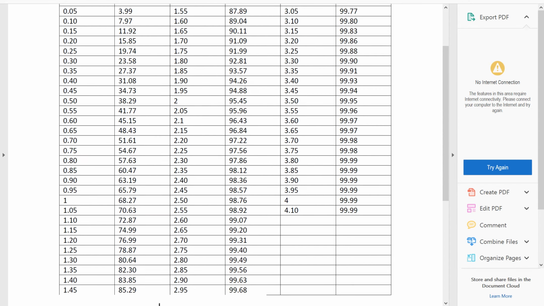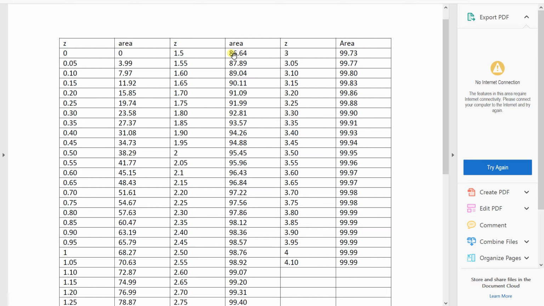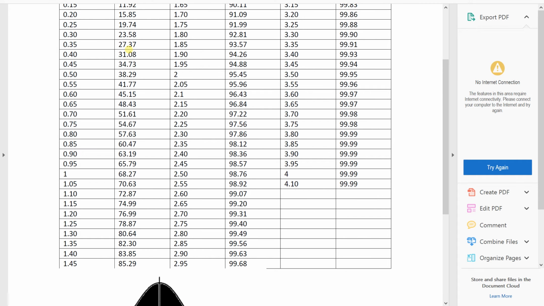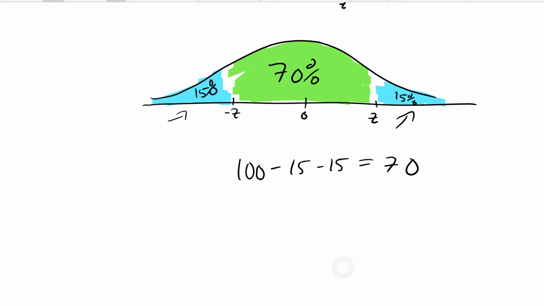So let's see, we're looking for the area in this column to be 70%. Now there is not one that's exactly 70%, so we go to the closest one. The closest one in this case would be 70.63. The corresponding Z is 1.05. This tells us that Z is equal to 1.05. That gives us the score in standard units.